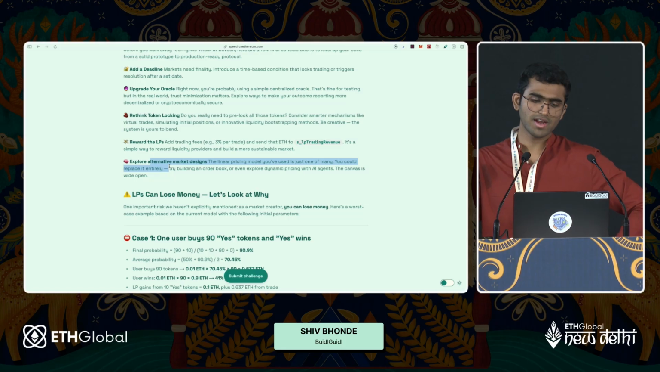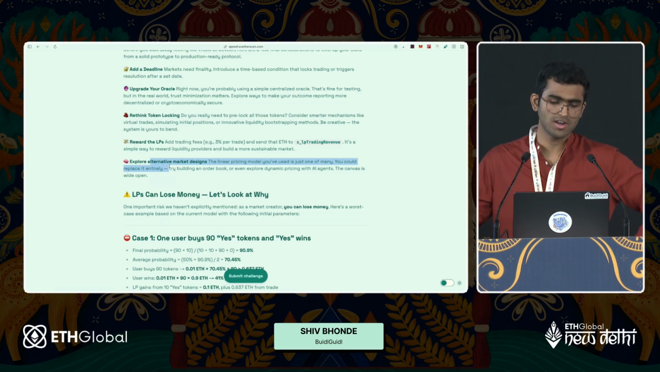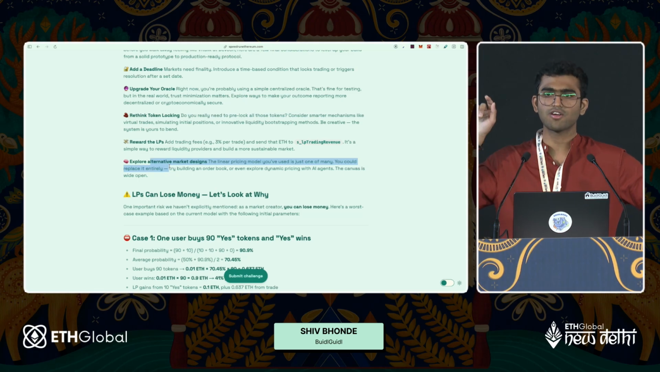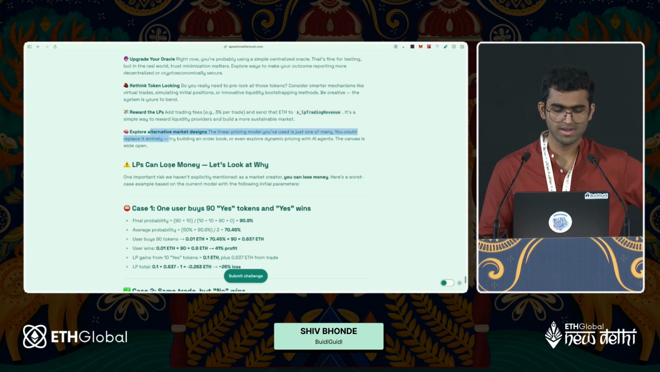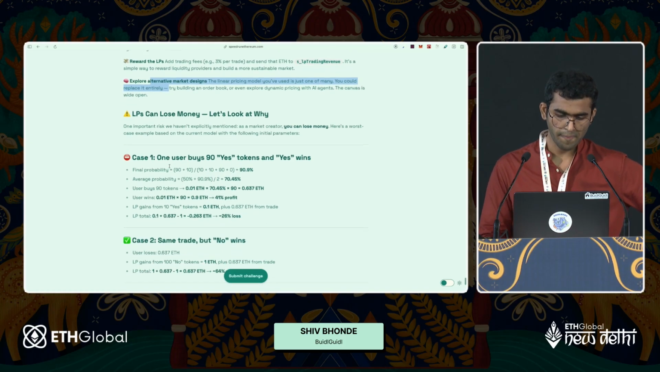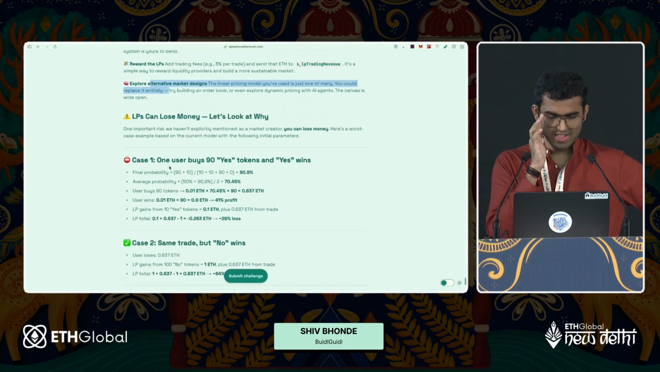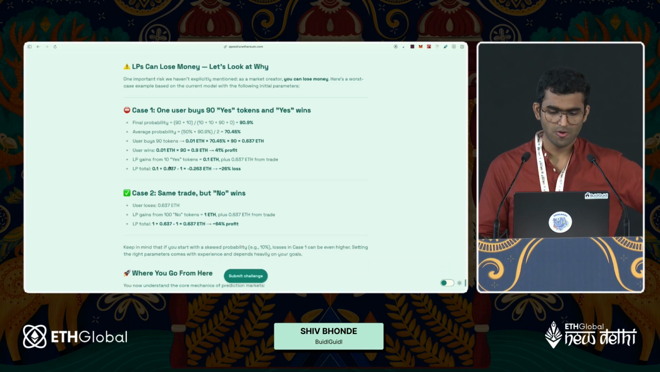So the way Polymarket works is they use an order book, and it's not decentralized. But here we have used an AMM with a linear algorithm. But you could also find some different market design strategies. And yeah, this is the case where an LP can lose money.